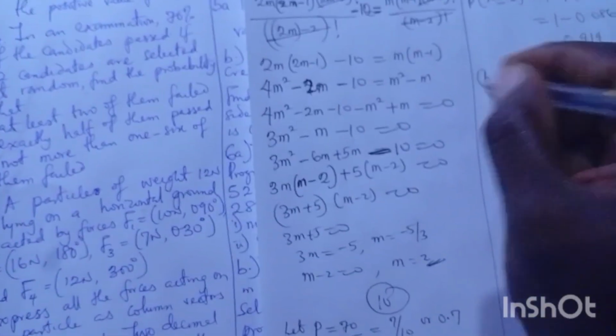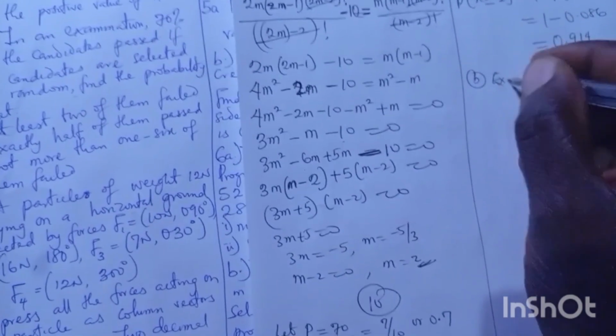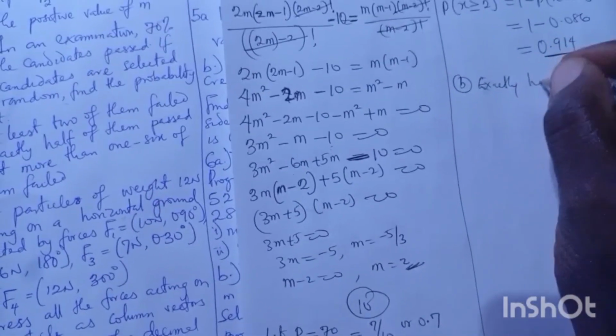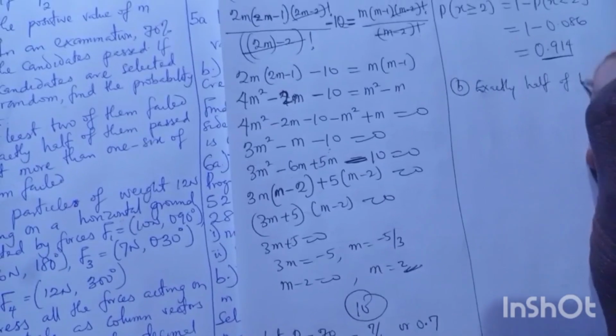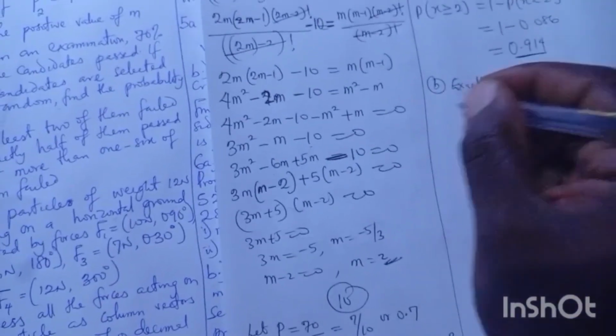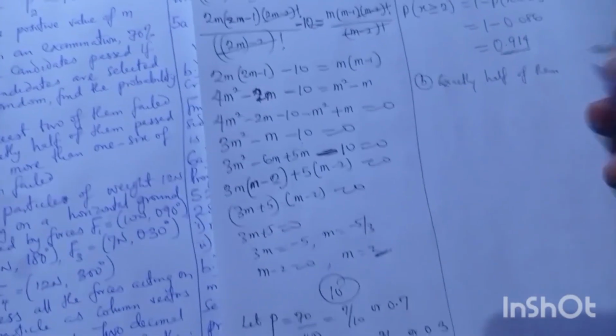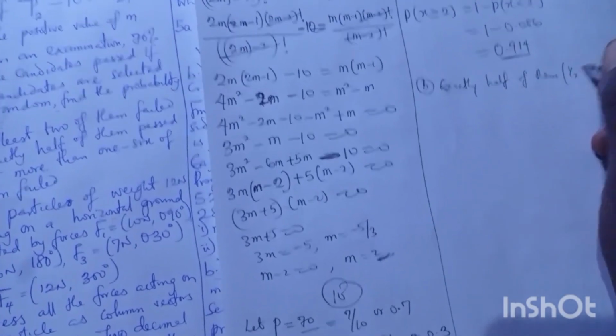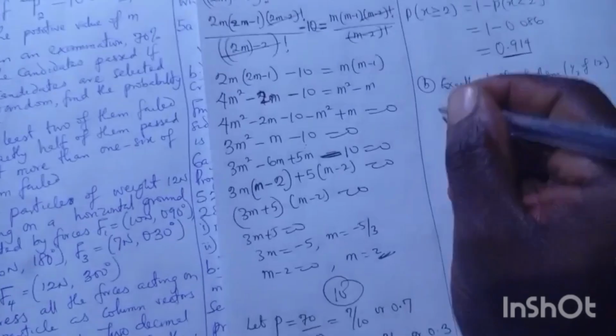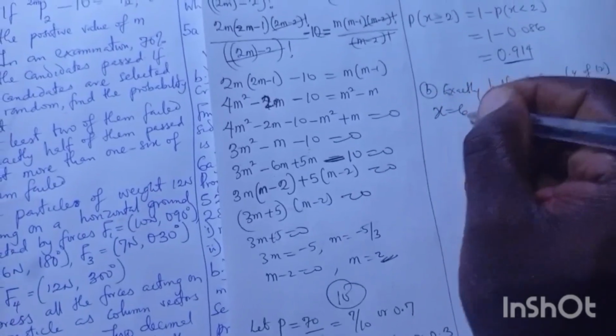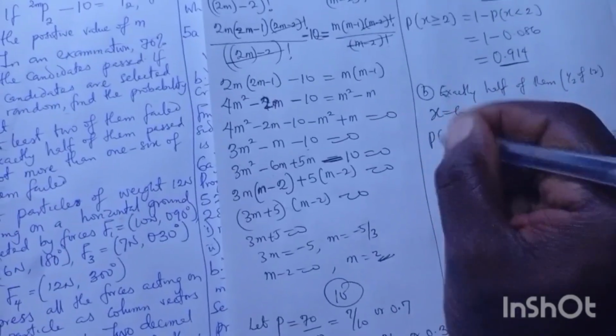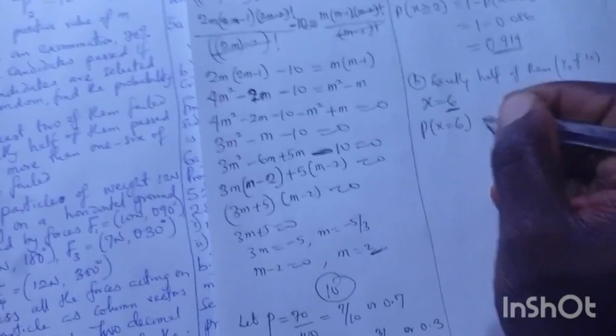So I want to set to question B. Exactly half of them. B said exactly half of them. We can talk about half. What's half of 12? Half of 12 is 6. So that is exactly when s is 6. That's what we are talking about. So p x equals to 6. That's the meaning. Still the same pattern. Follow the switch and give me the answer.